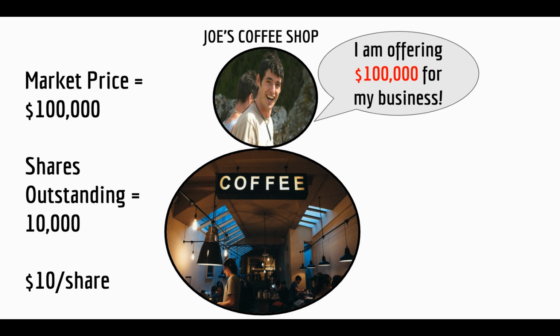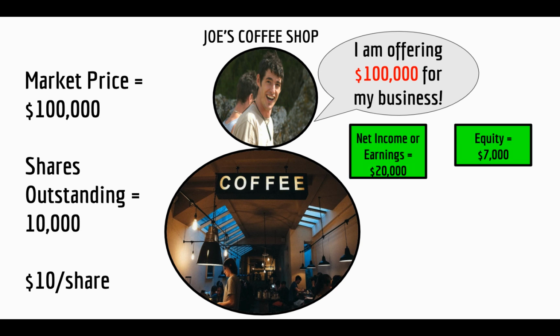And so we calculate that the market value, now we're operating on a per share basis, is $10. And how do I figure that? Well, I take the $100,000 market price and I divide that by the 10,000 outstanding shares, and I get $10 per share.